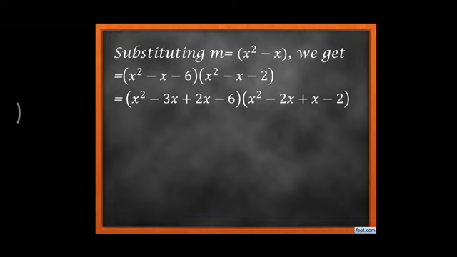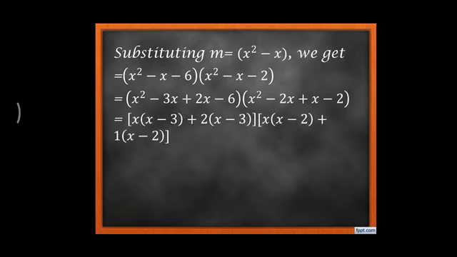Then even the second one can be factorized. We can get two factors of −2 such that their addition is −1. So in the second bracket we write x² − 2x + x − 2. In the first bracket x is common, x − 3, plus in the next two terms 2 is common, x − 3. Again the second bracket: first two terms x is common, in the bracket we have x − 2, plus last two terms 1 is common, in the bracket we have x − 2.